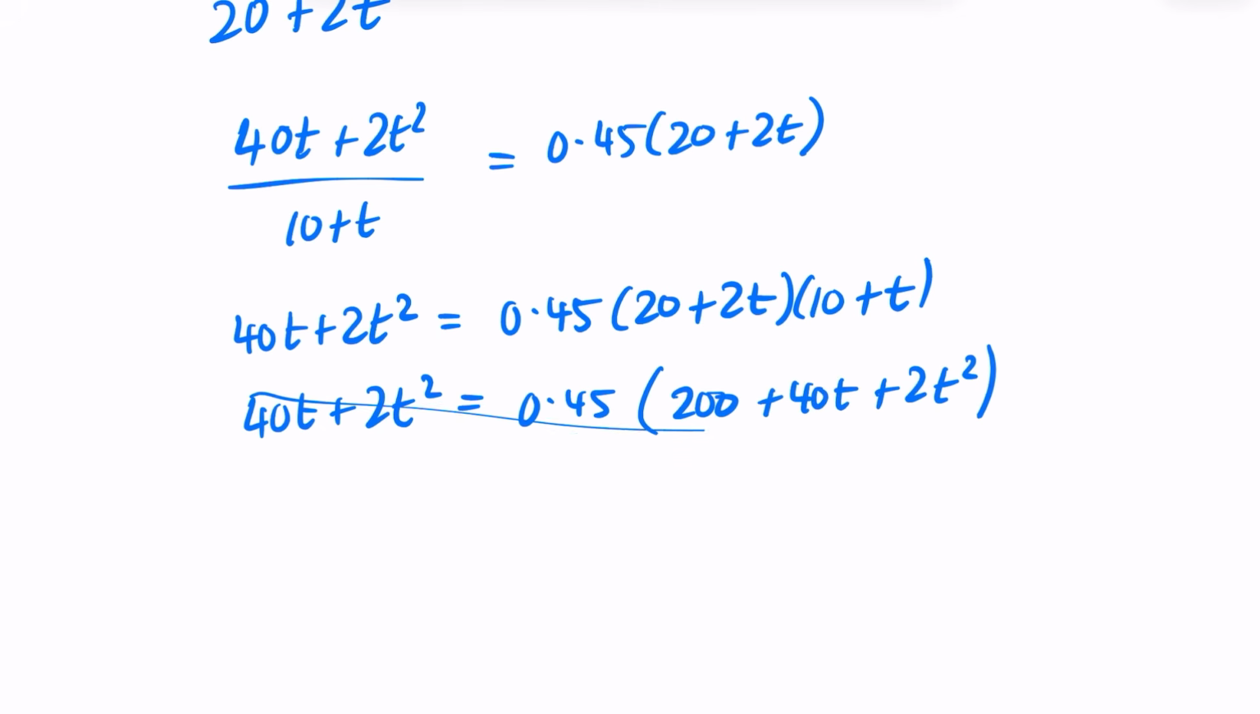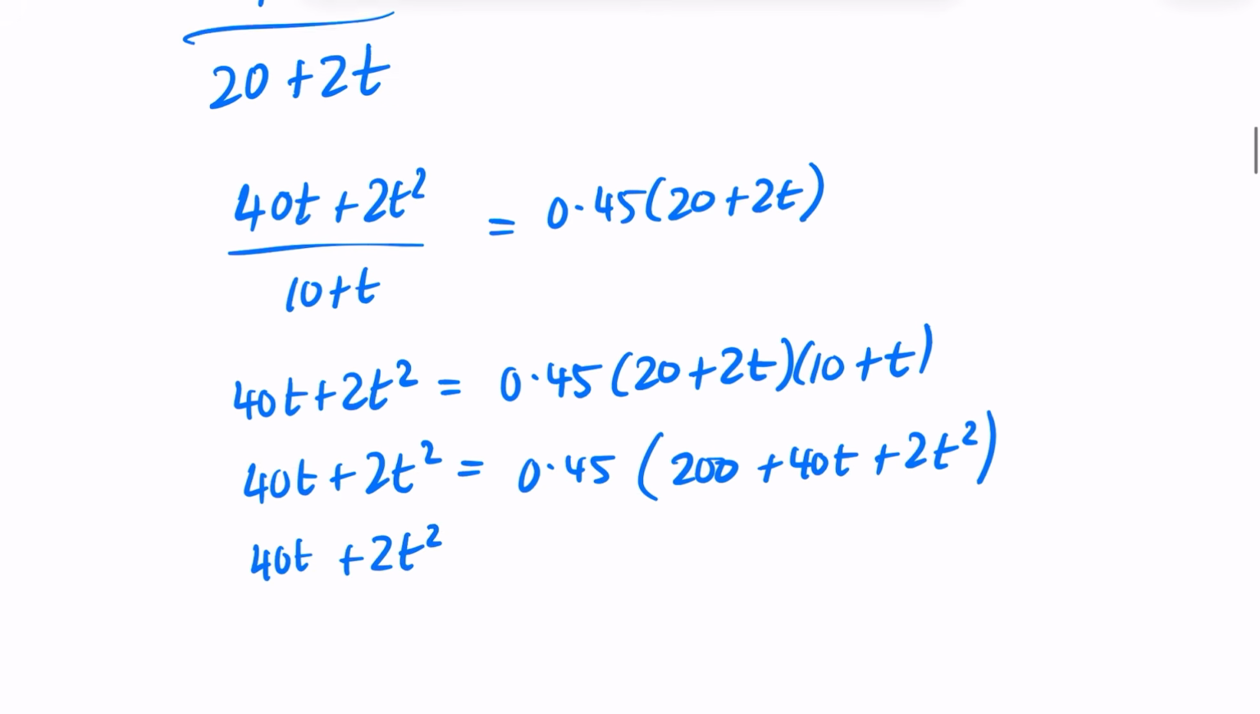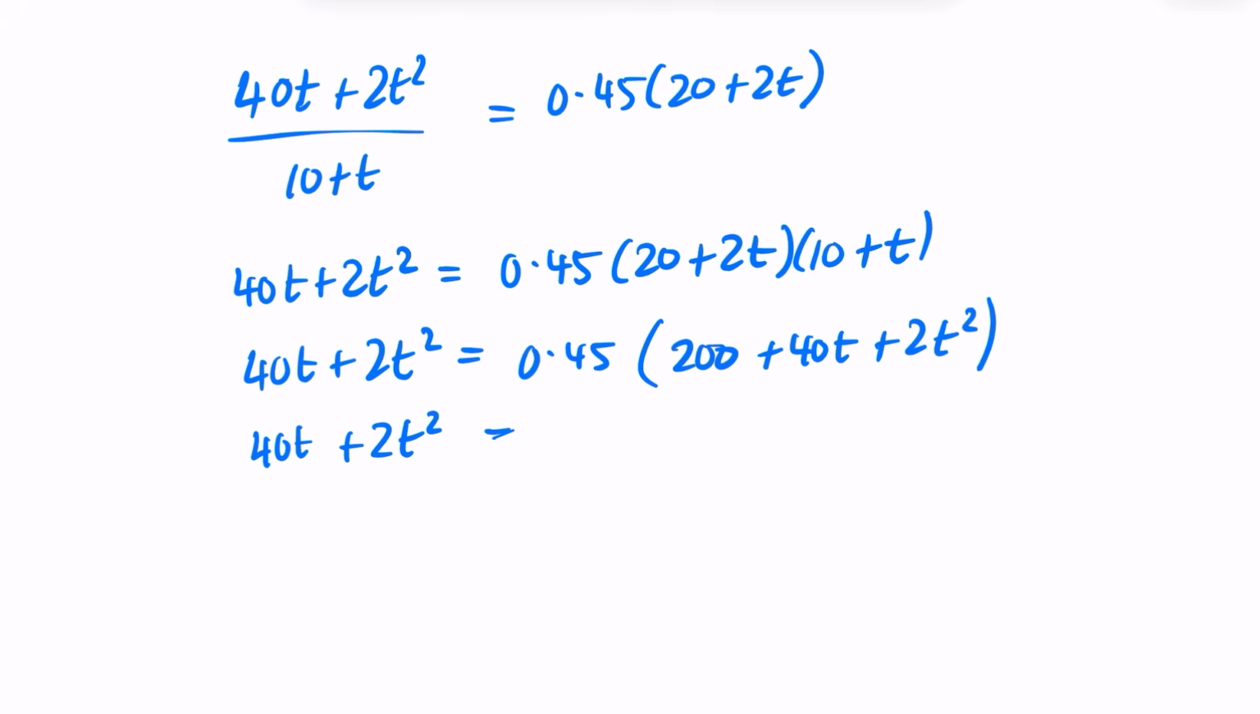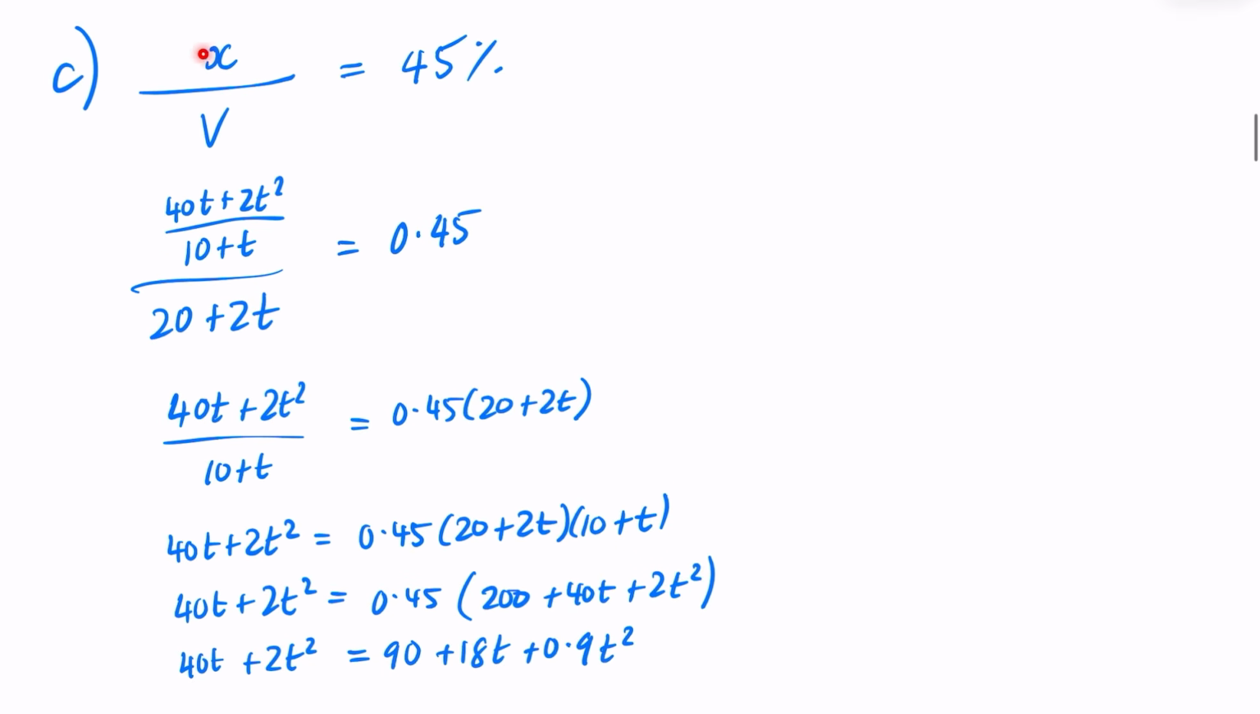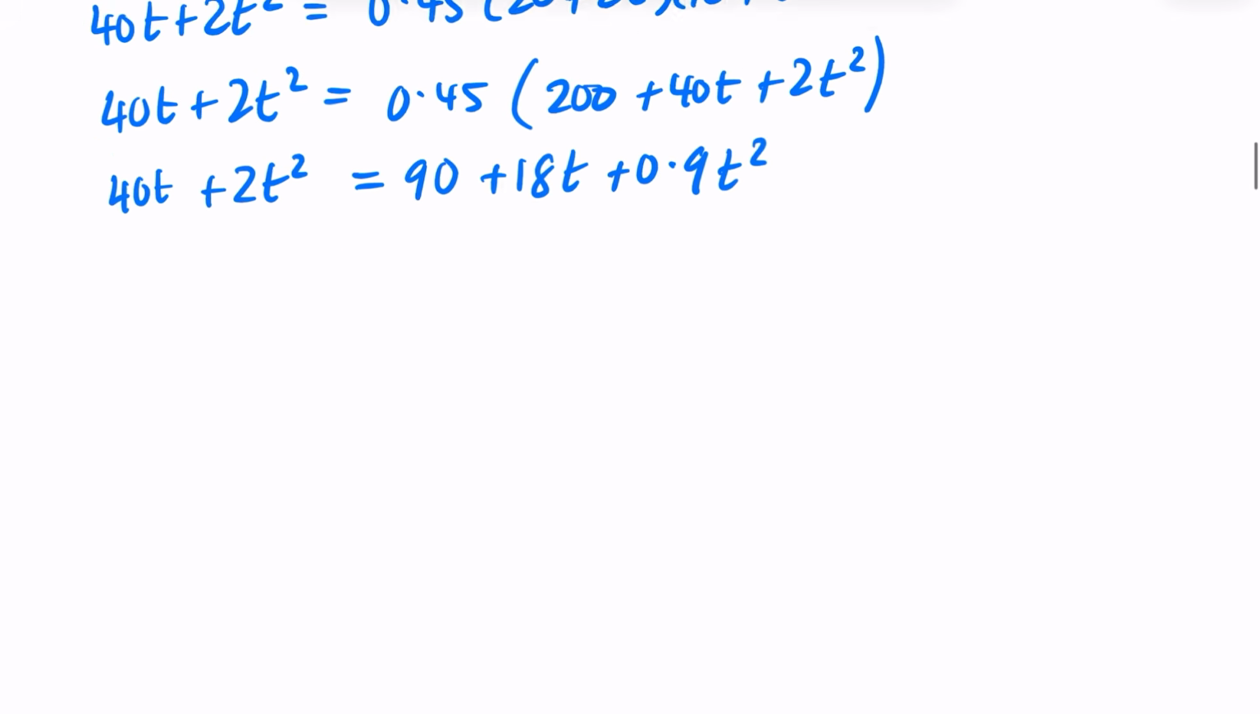Looks like we've got a quadratic going on here, okay? So I have a 40t, a 2t squared, 0.45 times 200, is that 90? Yeah, that's 90. Can't be too sure with these things though. So we have a 90, 0.45 times 40, that is 18t, and 0.45 times by 2t squared is 0.9t squared. So if we just solve this, we should find the time when the amount of red dye out of the total volume is 45%. In other words, when it becomes opaque.